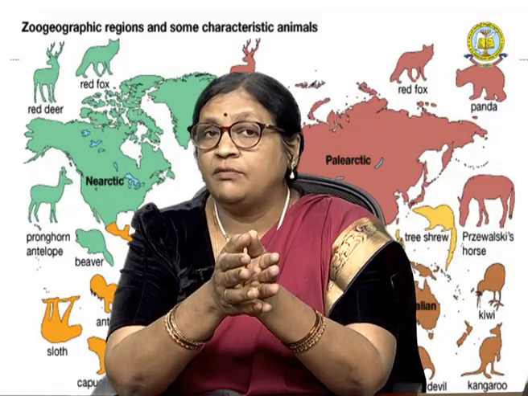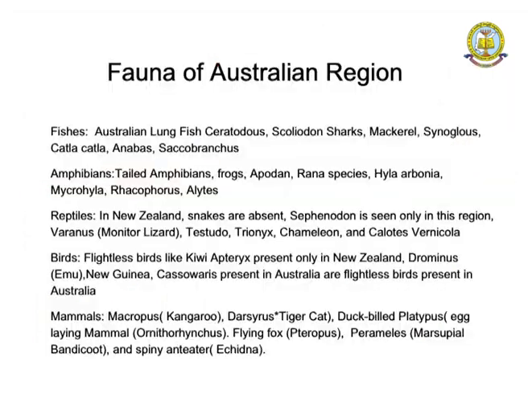Then we find the spiny anteater or echidna found in this region. So as you can see, the more specific animals and birds are confined to this region and not found in other parts of the world.